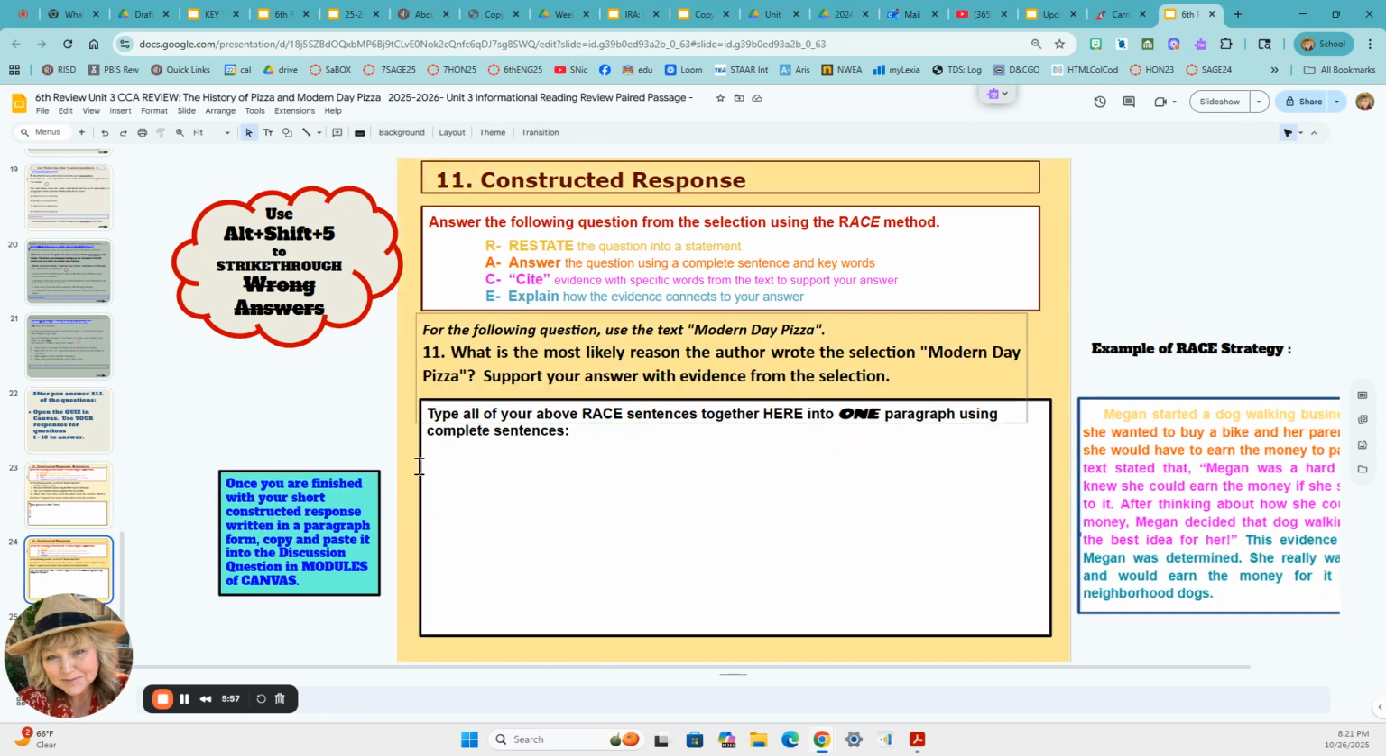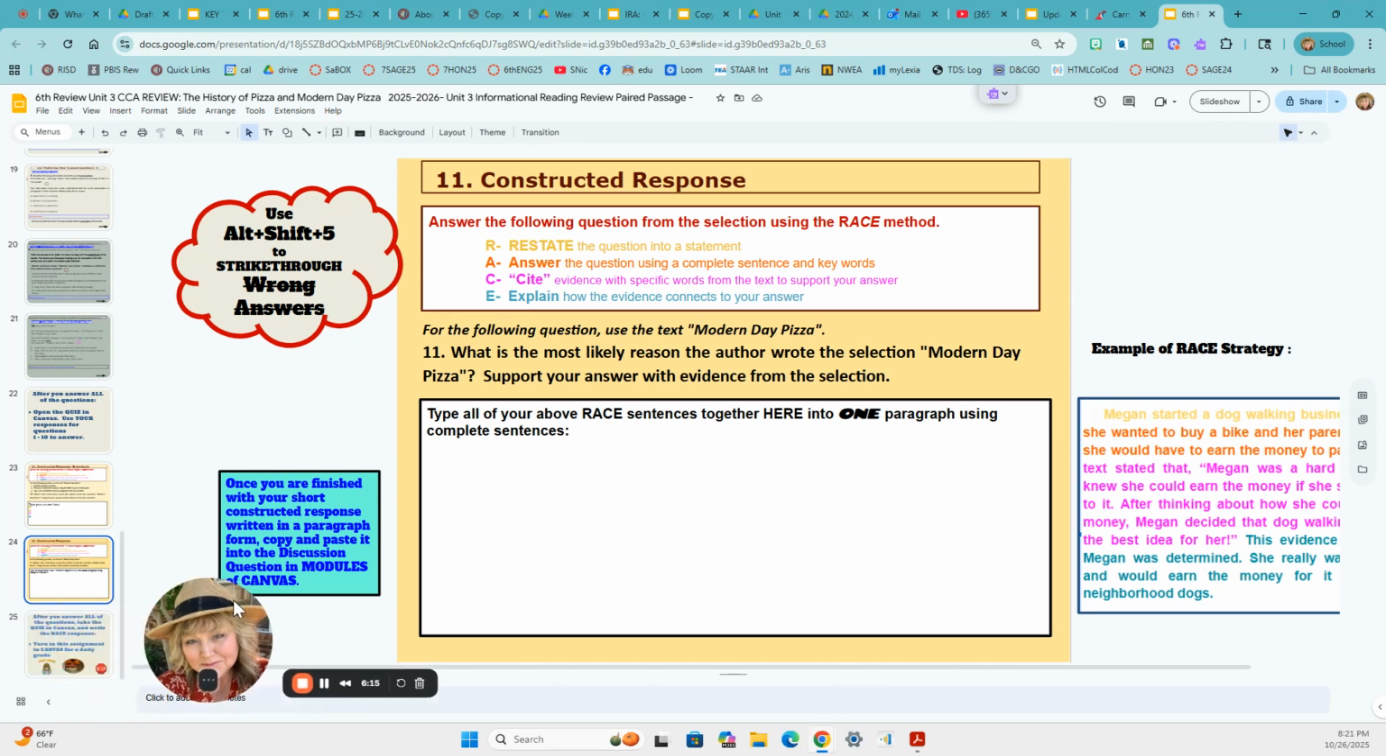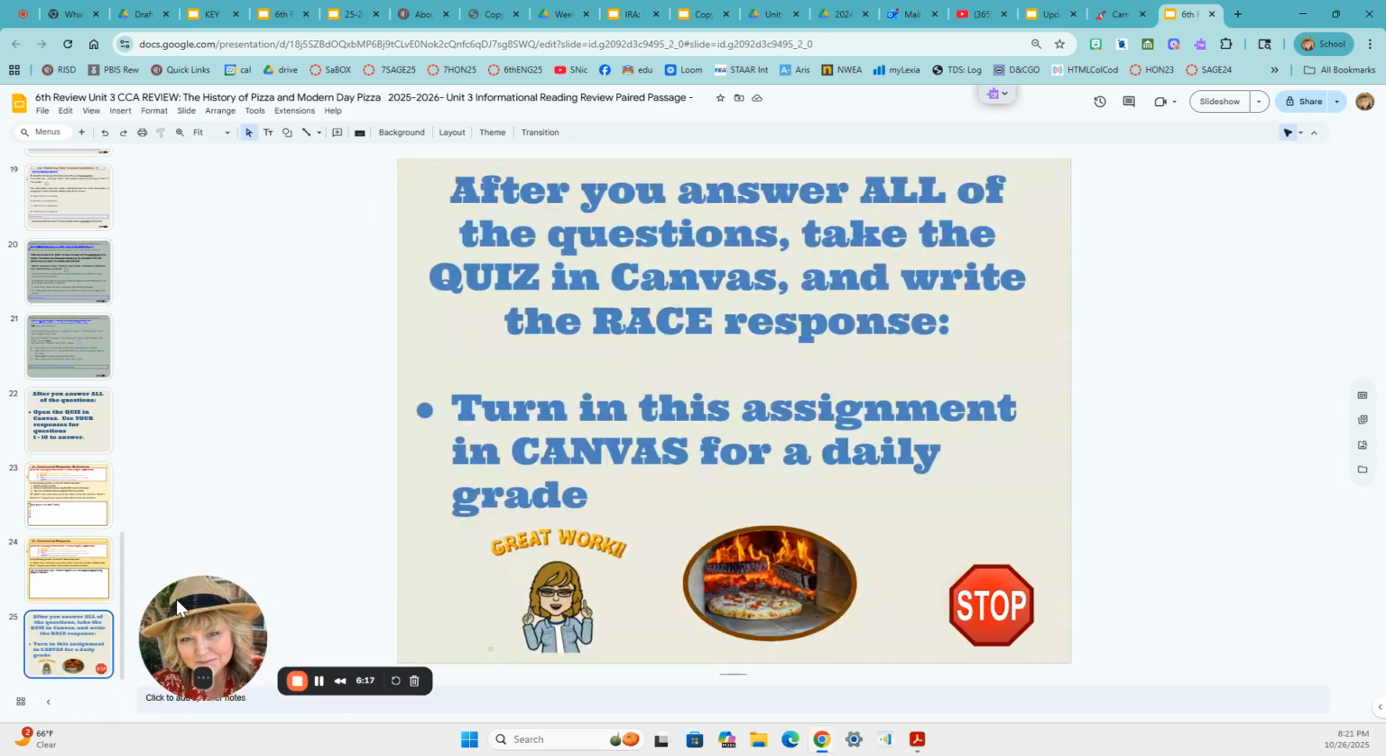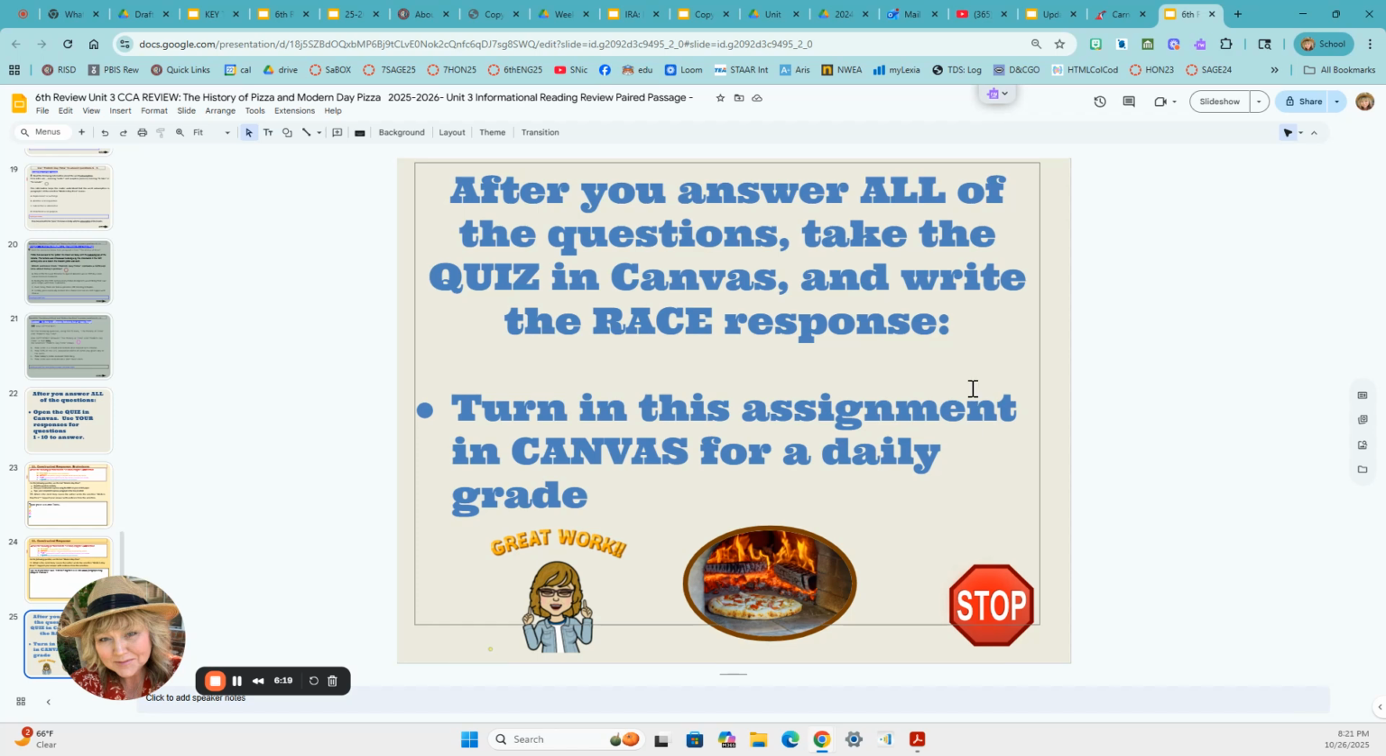And this is where you write your final copy of it. Once you get it tucked into one complete paragraph that looks like this over here, then you're going to copy and paste this into the Canvas modules discussion question. And then finally, you will turn all of this in to Canvas for a daily grade. And this is a test review.